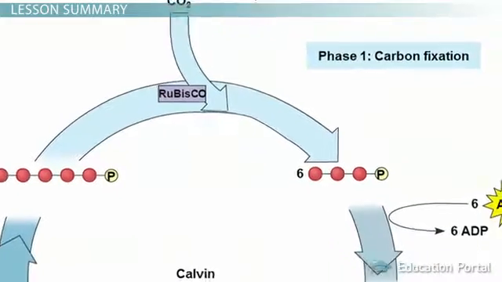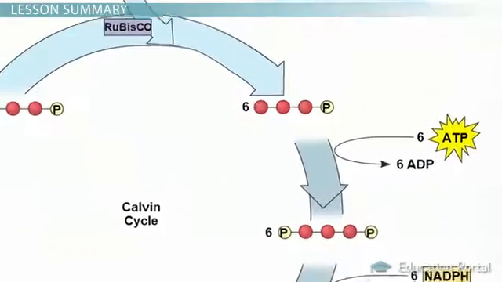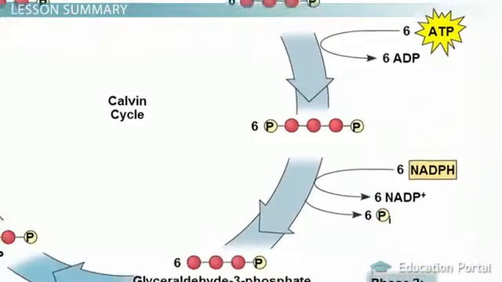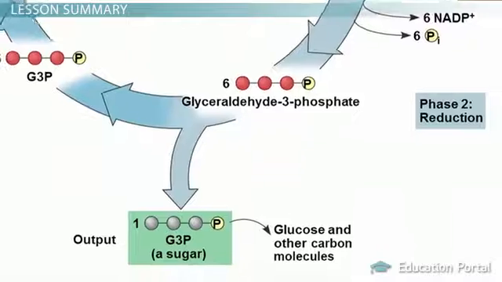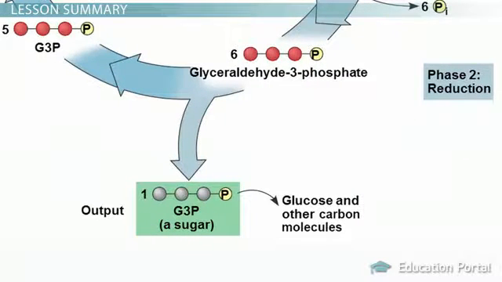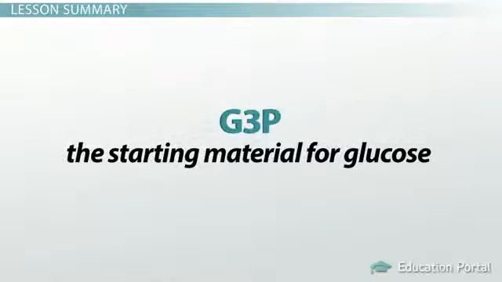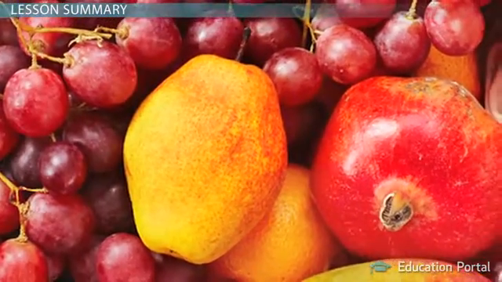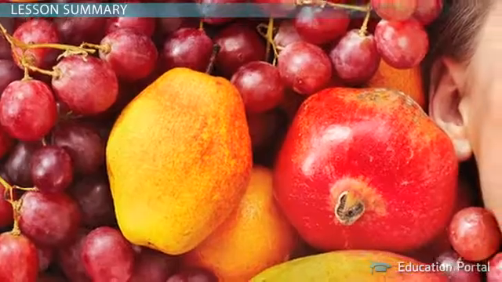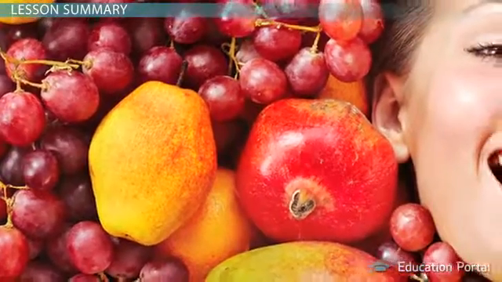1 carbon dioxide is used at a time, resulting in steps that fix, rearrange, and energize carbon molecules, eventually forming 1 3-carbon molecule called G3P, or glyceraldehyde 3-phosphate, which is released. G3P is the starting material for glucose and other sugars as well. Therefore, the products of the light reaction created with sunlight fuel the dark reactions to create food. This completes photosynthesis and helps feed the world.